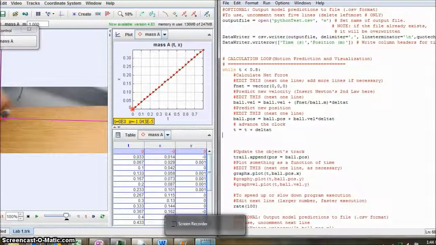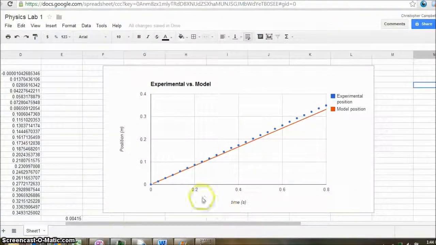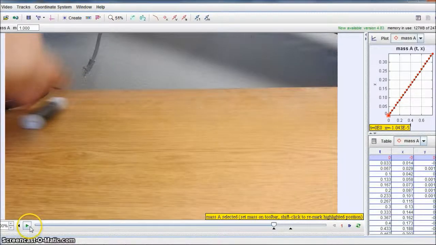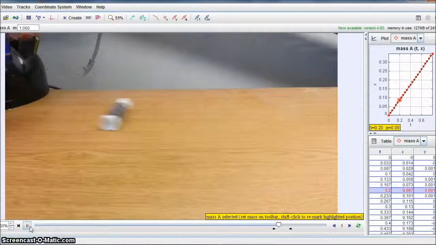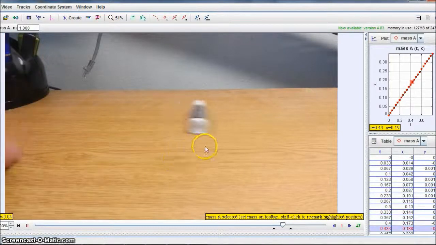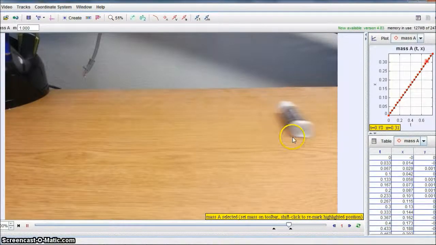We can export the position data from both programs and compare them in this Google spreadsheet. As we can see here, the model slightly underestimates the experimental position, but otherwise is a fairly good approximation. This is probably because the first 2 data points used to calculate initial velocity were taken while the object was still speeding up, so accepting a human error, the model was accurate. This means that an object with no net force maintained constant velocity, verifying Newton's second law.